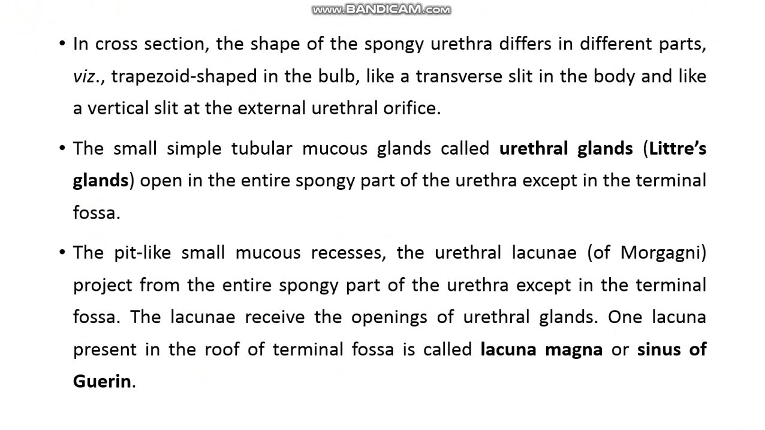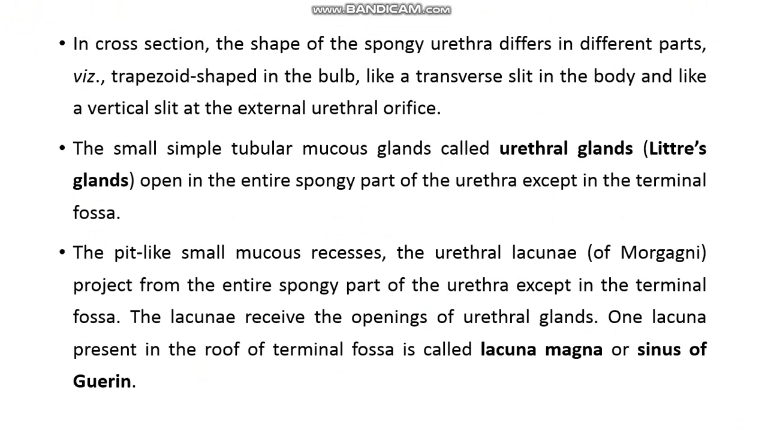Okay, so when we are viewing through the cross section, the spongy urethra is having different shape in different parts. First one, in the bulb it is having trapezoid shape. Then in the body it is having a shape of a transverse slit and a vertical slit shape at the external orifice. So at the different parts it is having different shapes.